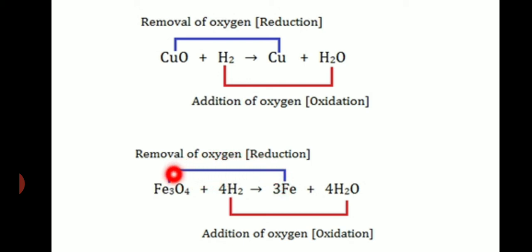Fe3O4 is reducing into Fe. That means oxygen is removed from Fe3O4. So who helps to remove? Hydrogen is getting this oxygen to change Fe3O4 to Fe. That means hydrogen takes this oxygen from Fe3O4. So who helps the Fe3O4 to reduce? Hydrogen. So it acts as a reducing agent.